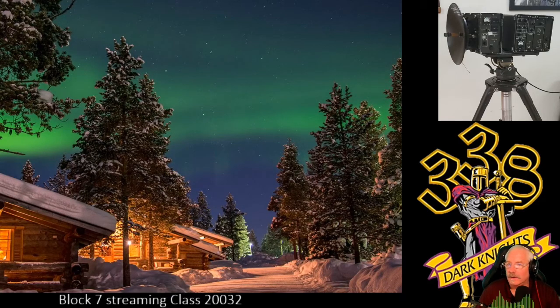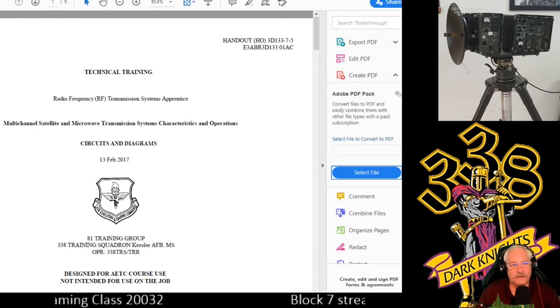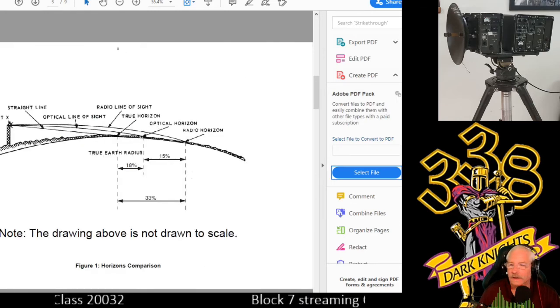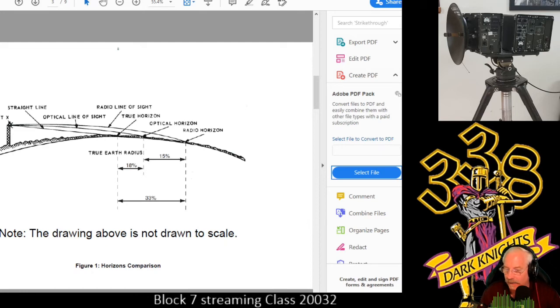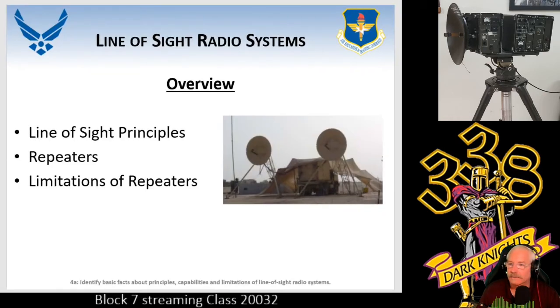Bring up your, here we go. This is the handout 3D 133-7-5, and what it does is it has the electronic version of what we're getting ready to go over. So if you can bring that up, that would probably help. If you don't have the capabilities of doing it, please look at it later. Get back to my original one here.